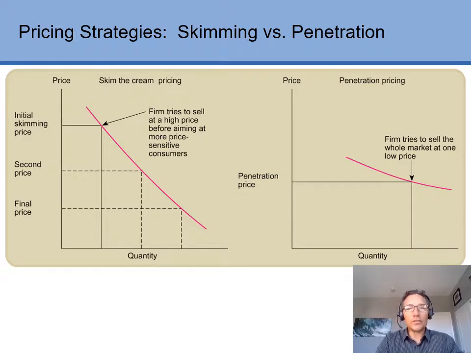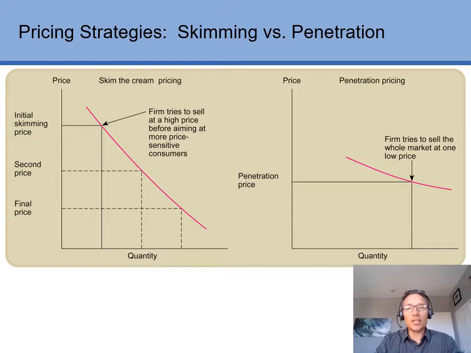So on the left here, you see price skimming or skim the cream pricing, which is an old farming term from when people used to churn butter and make milk, that they would skim the fat off the top of the milk. That was the fattiest part of the milk, and use that to make butter and make cream out of that stuff. So in a marketing context, when we talk about price skimming, what we're talking about is really a profit maximization pricing strategy. That simply means charge as much as you can, as long as you can.